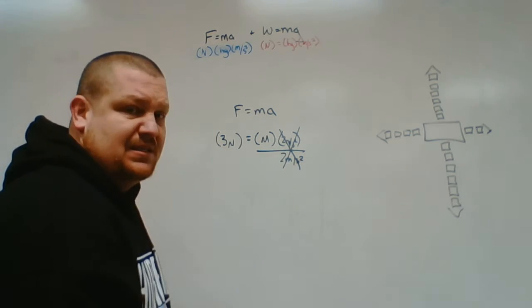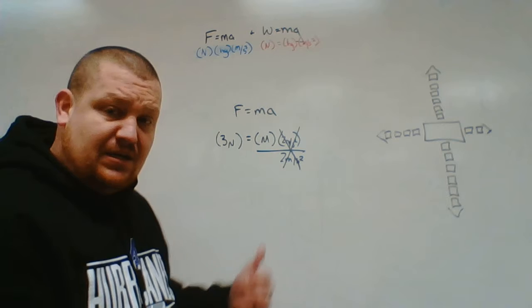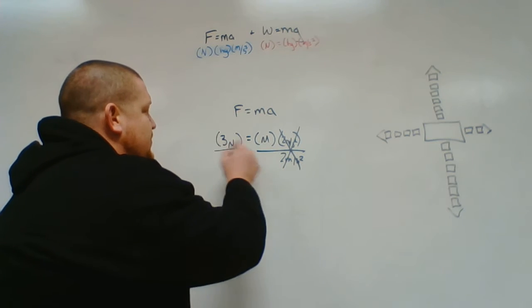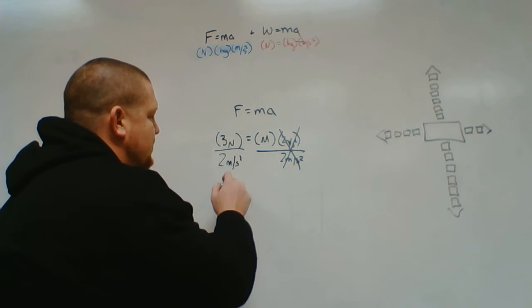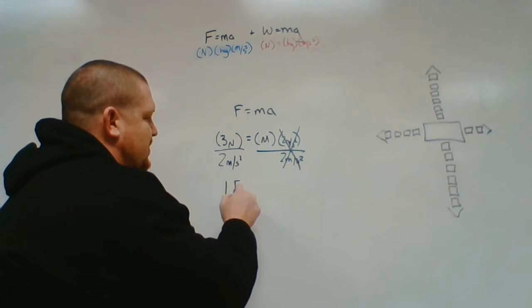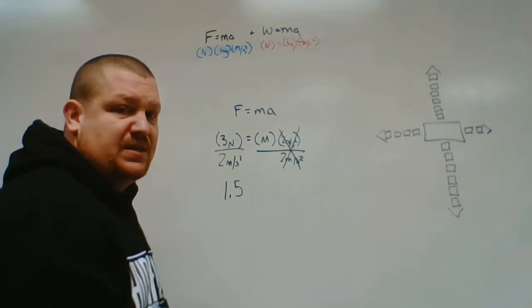So I multiply this, and whatever I do to one side, I need to do to the other side. So I divide it by 2. I'm going to divide by 2 meters per second squared. 3 divided by 2. What's that? 1.5. All right. Now newtons over meters per second squared.